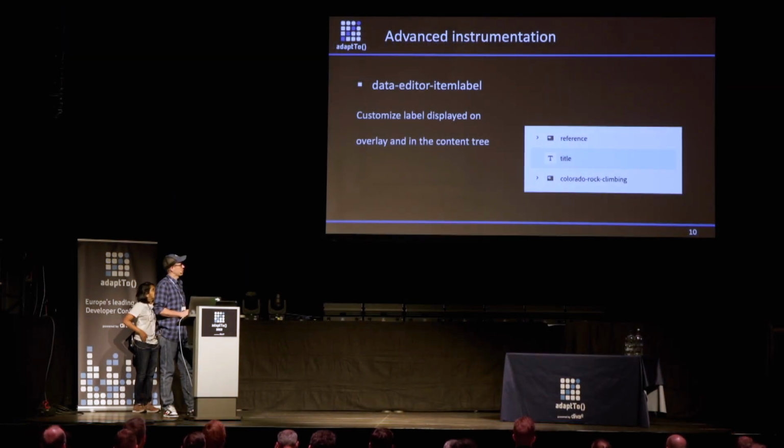And besides the simple instrumentation, we have a few more data attributes that help to make the editor more user-friendly. On the right-hand side, we have a small snippet of the structure tree, basically all the elements that can be edited on the page. And instead of showing simply the node name, we can provide a user-friendly name. So in this case, title, for example.